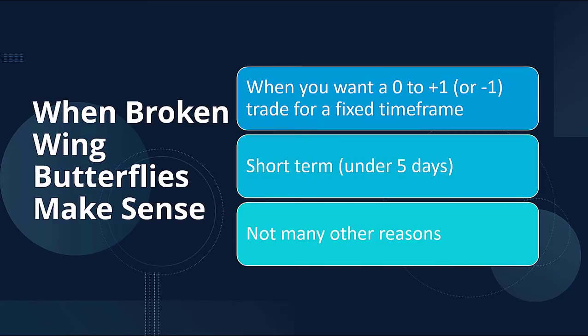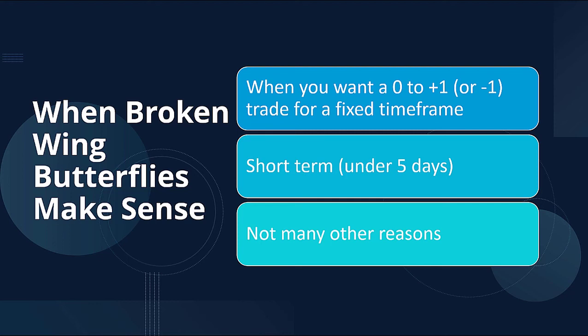So let's talk about when broken wing butterflies make sense. All right, for me, a broken wing butterfly is when you don't want to roll. When you say, hey, I don't want to roll. I think this thing is going to be sideways or slightly higher, and I just want to make a trade and forget it. I just want to make a trade, lock in max gain, lock in my points, and not make this too complex. If someone said that's the premise I'm making a broken wing butterfly trade under, I would say that makes total sense. I totally get it. Go right ahead. That looks great. Other than that, I don't really see a reason for many broken wing butterflies.